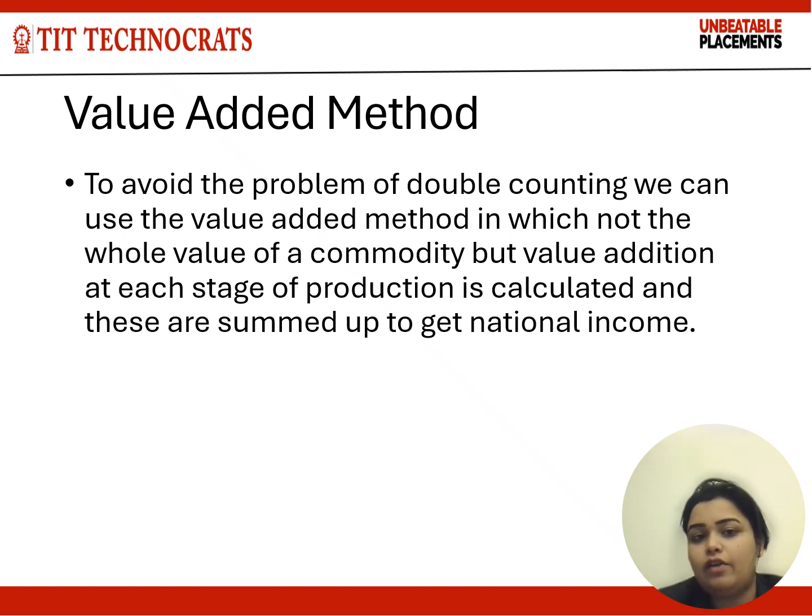We use the value added method here to calculate the value added at each stage of production and then add them. For example, wheat is rupees 100, flour is rupees 150 and bread is rupees 200. So value added will be 100 plus 50 plus 50, which is 200.